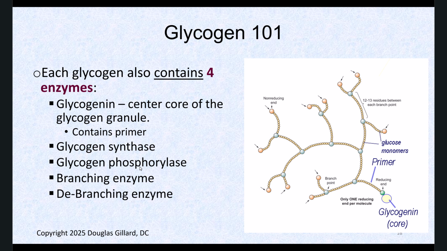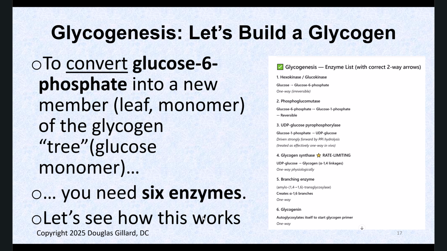All right, great. Got ahead of my slides a little. Each glycogen contains 4 enzymes. The enzymes aren't drawn in here except the glycogenin, which is the core. So glycogenin is the core of the glycogen molecule. It contains a primer that was built by the glycogenin. It contains really important enzymes: glycogen synthase, glycogen phosphorylase, and branching and debranching enzymes. So those are all within the glycogen molecule.